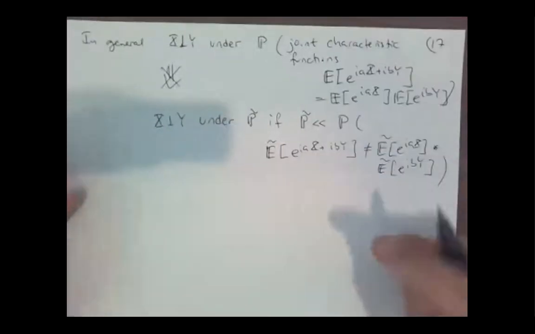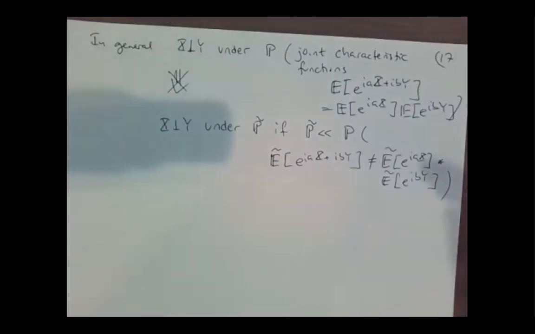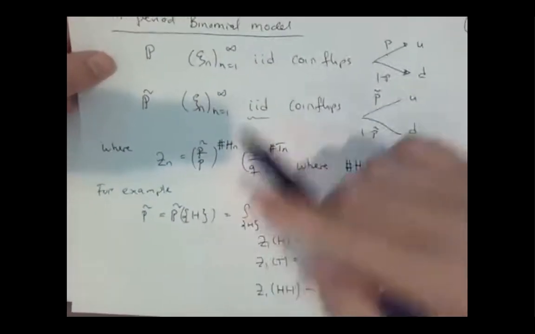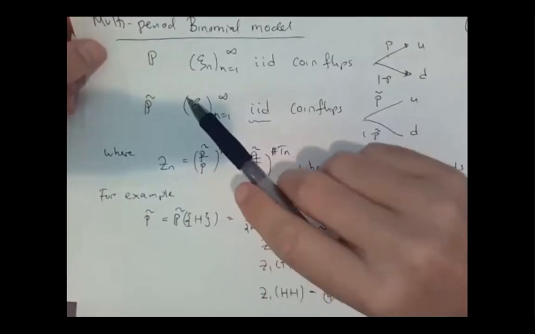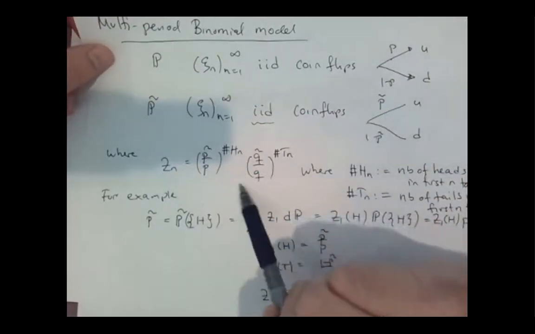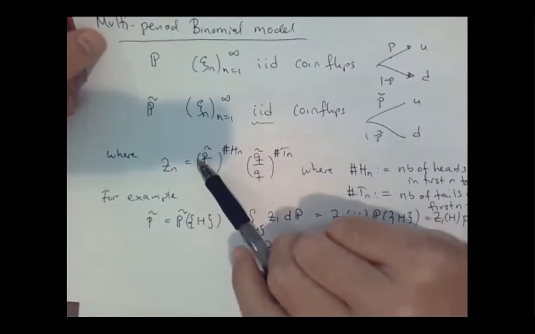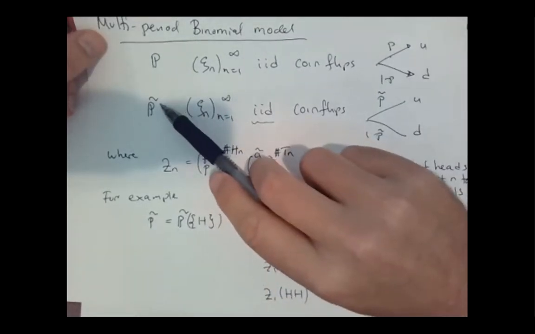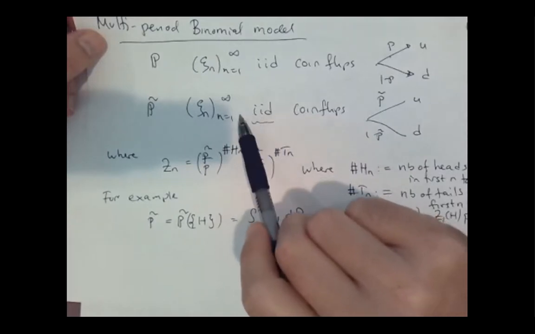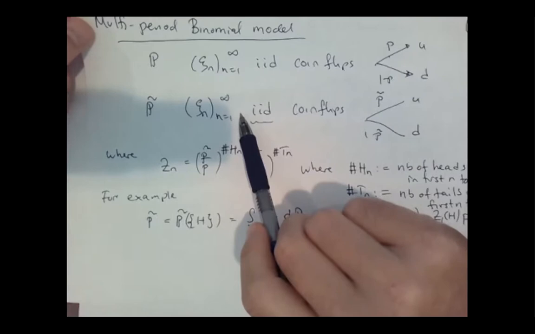So we don't have this, but we're still claiming that in this particular example, if I have my measure P and I define the Radon-Nikodym process according to this formula here, I'm still claiming that under that P tilde measure, I do have these coin tosses to be IID. How do I prove that?